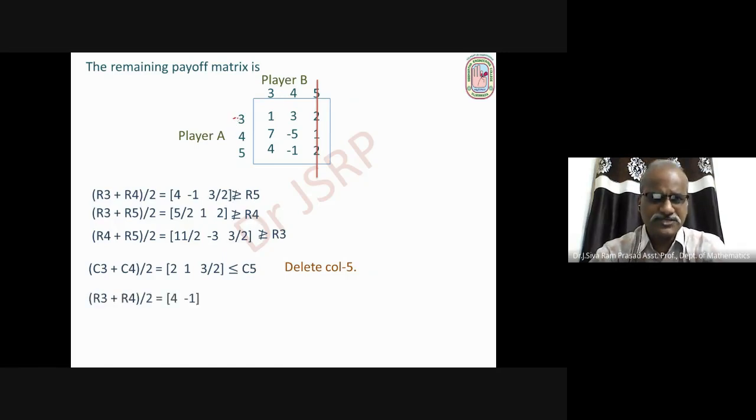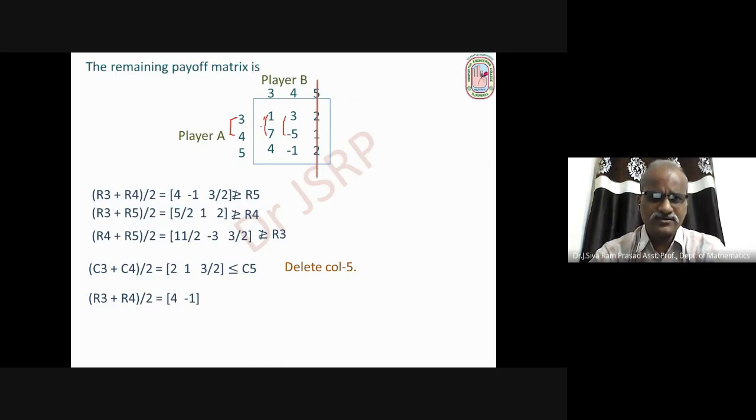Take average of row 3 and row 4. Before taking average, you compare row 3 and row 4. So here 1 less than 7, 3 greater than minus 5. So different inequalities. So row 3 and row 4 are not comparable.